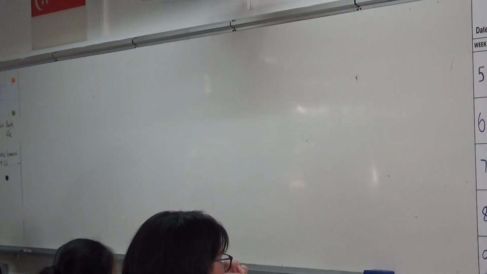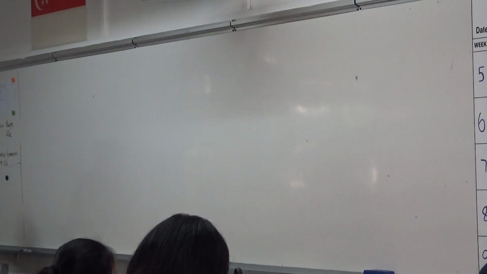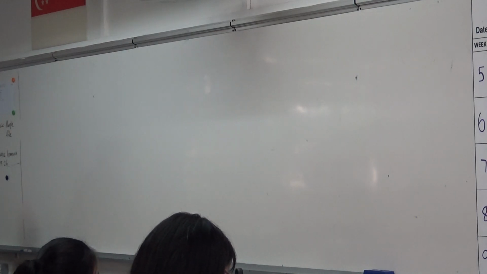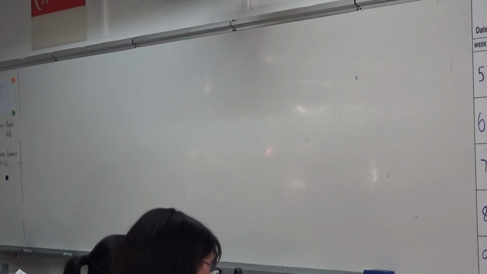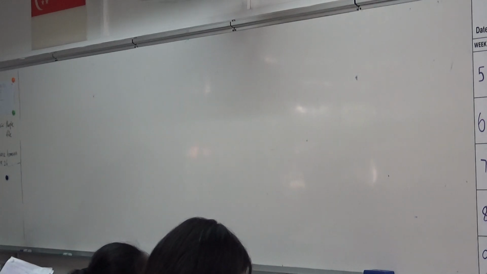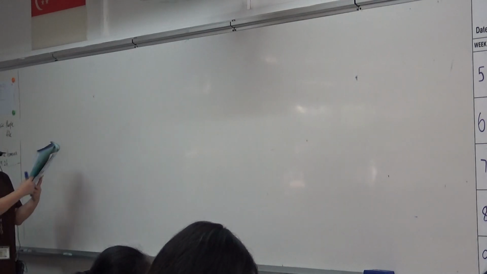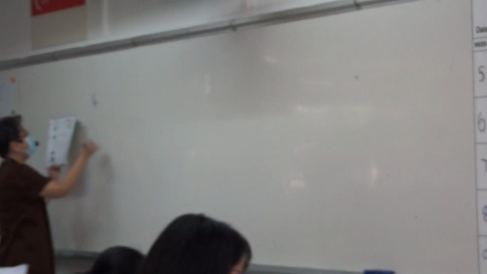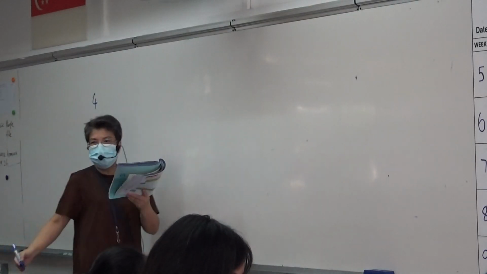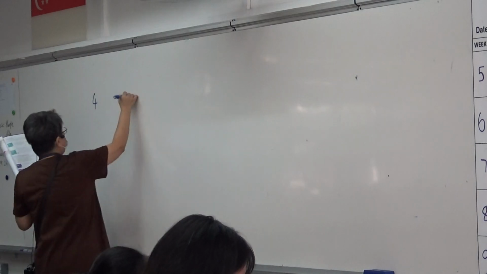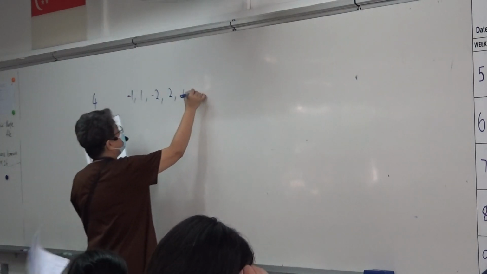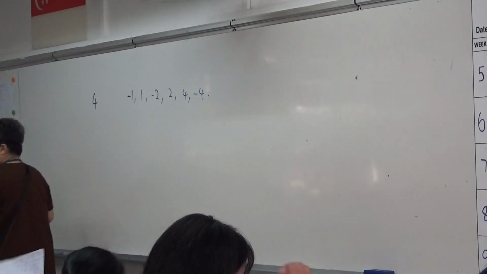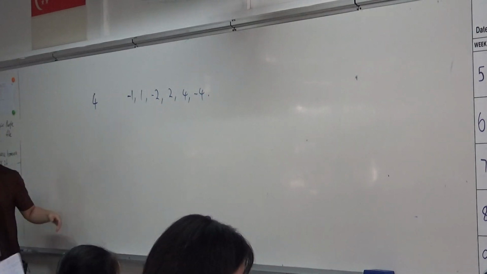Can you turn back to page 49? Example 7. Alright? Now, they say that the factors of 4 are actually negative 1, 1, negative 2, 2, 4, and negative 4. Why is that so? Because now we learn negative numbers, right?